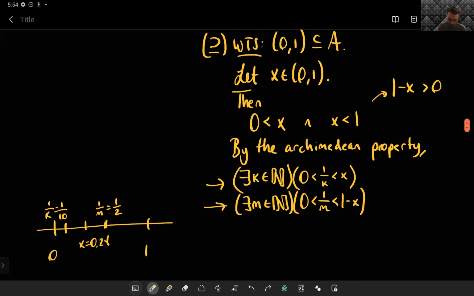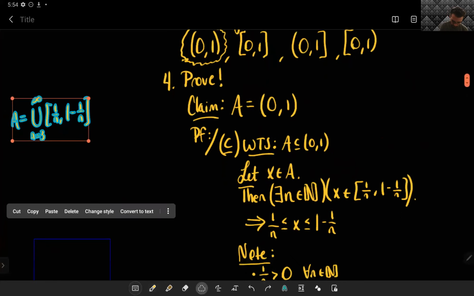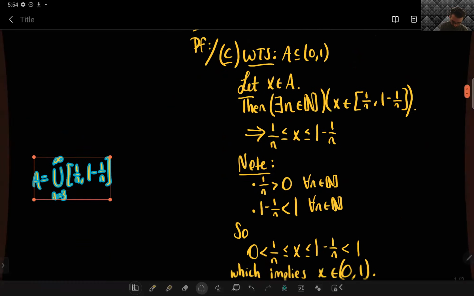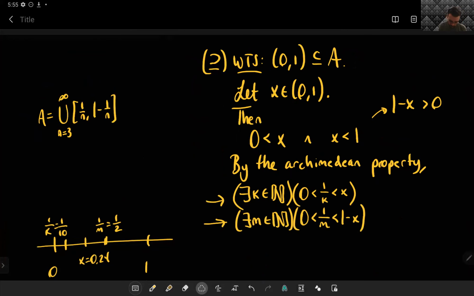Because keep in mind, my goal is actually to show that x is in one of these intervals. And this isn't in terms of two different numbers like 1 over k and 1 over m. It's the same number, like 1/3 and 1 minus a third, or 1/4 and 1 minus a fourth. Whereas here, all I've said is it's in the interval from 1/10 to 1/2. Those are different, so that's a slight problem.